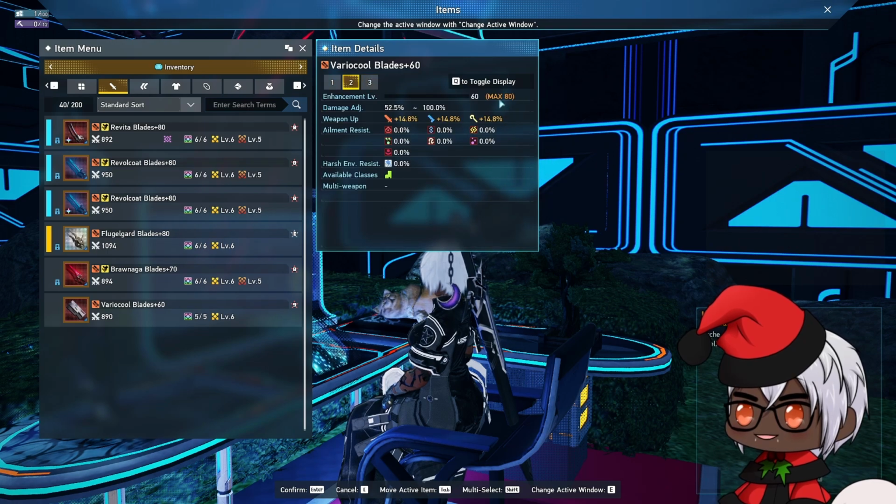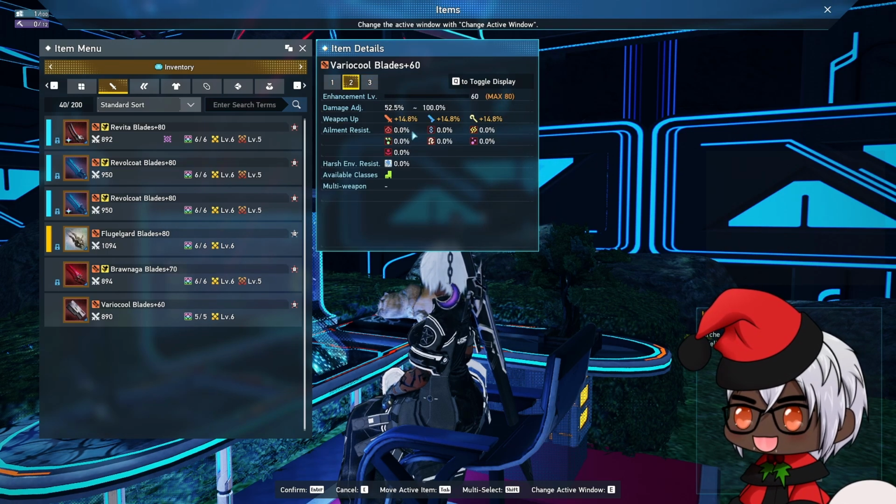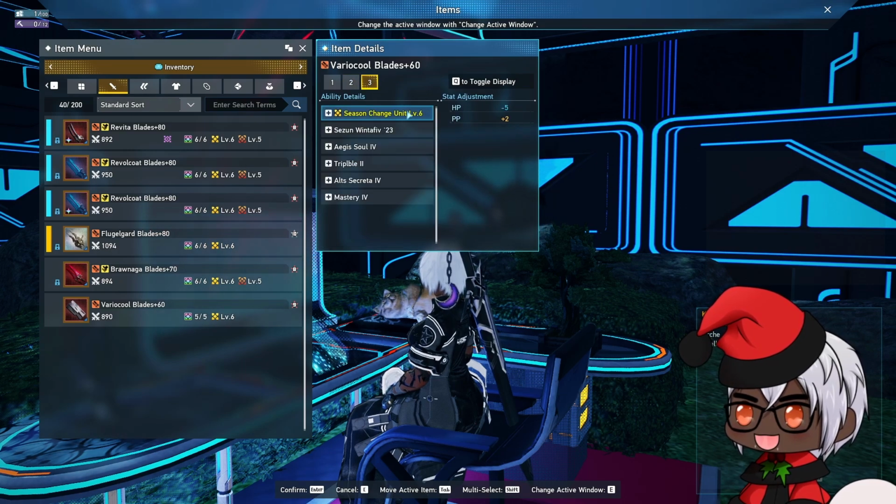But anyway, the nice thing is that this is maxed out at 80, so you don't have to worry about limit breaking it. You save yourself some money and some materials. And the potential is already upgraded to plus 6. So very solid, along with the seasonal augment.